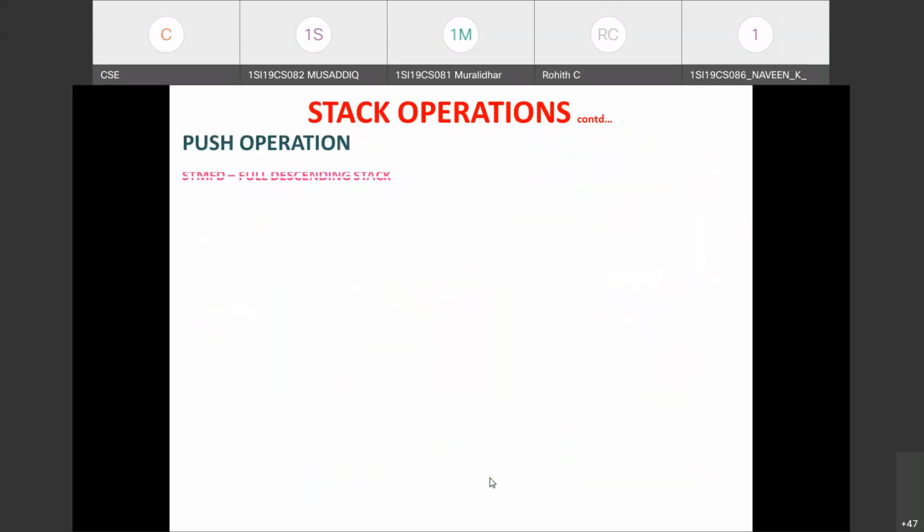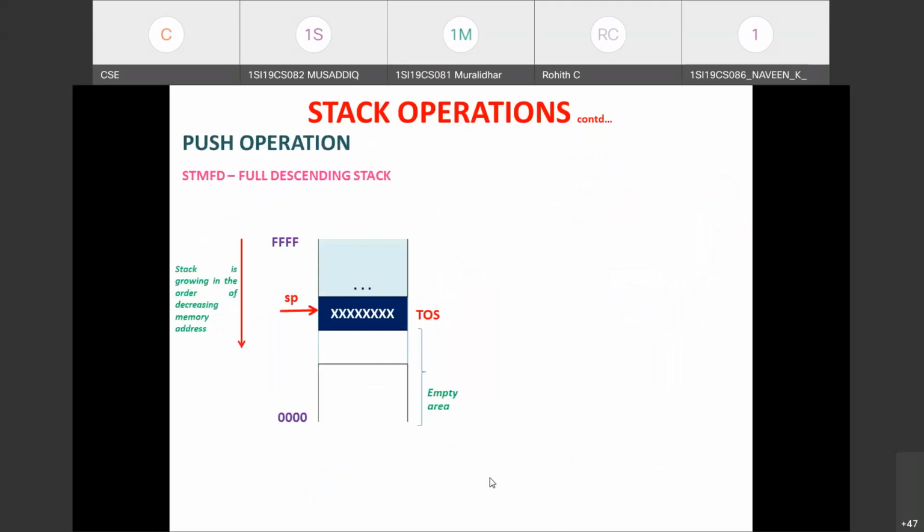Similarly, if the STMFD instruction is used, full descending, just see the diagram. Full descending means the stack grows in the order of decreasing memory address. That is the meaning of descending. From higher address to lower address, the stack is growing.